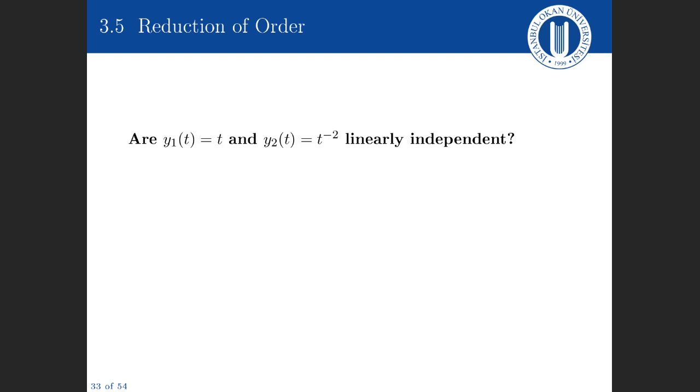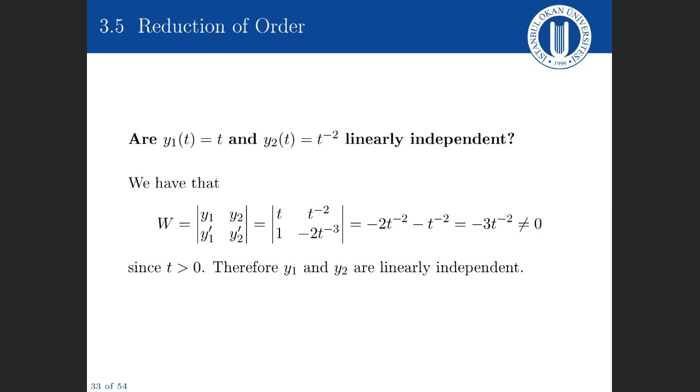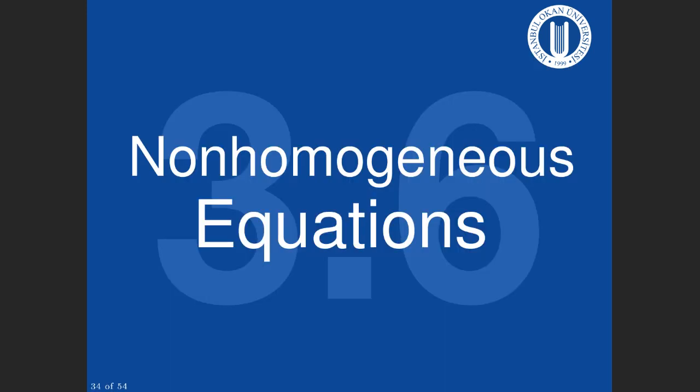Are our two functions linearly independent? Let's check. We calculate the Wronskian and we get minus 3 t to the power of minus 2. And this is non-zero because t is always strictly greater than 0. This was specified in the question. The question said t is always strictly greater than 0. This tells us that y1 and y2 are linearly independent. So y1 and y2 form a fundamental set of solutions.